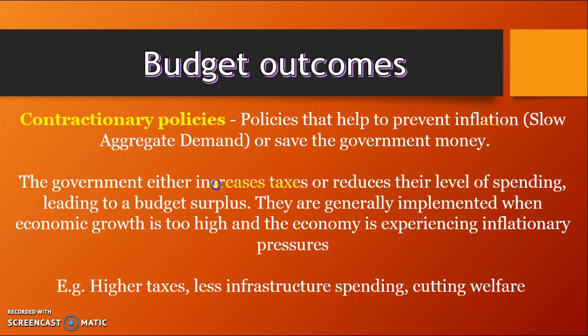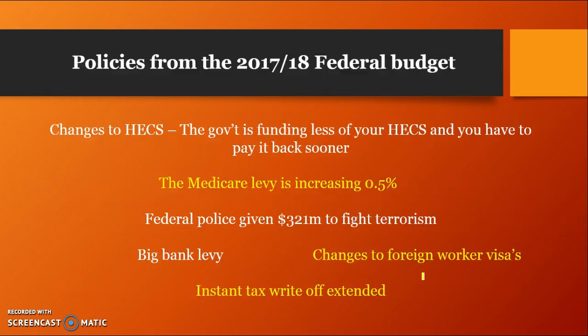So that can include increased income taxes, reducing government spending, and they're generally used when the economy is growing too fast or when the government's trying to pay back some of their debt because they're in too much debt. So it can include higher taxes, less infrastructure spending, cutting welfare are all examples of contractionary policies.